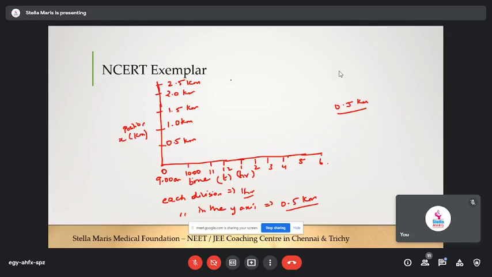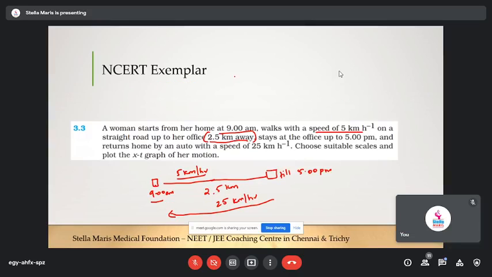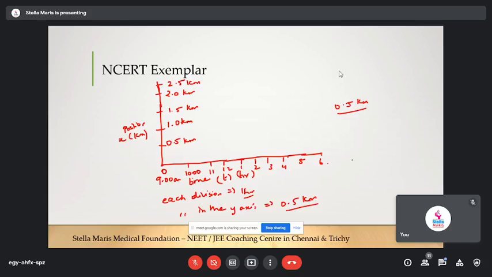Okay, distance. So earlier we have seen here, no? She starts from 9 a.m. and we don't know what is the time she reaches here, right? That is not given in the question, so we have to find it out. She traveled 2.5 kilometer to reach the office, but at what time? That is not given, so we have to calculate it. So how to calculate it?